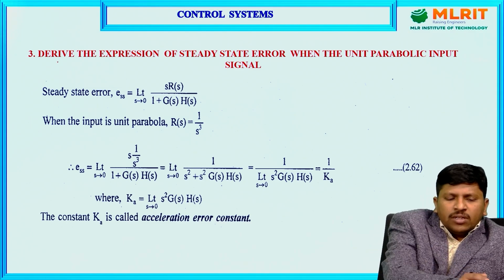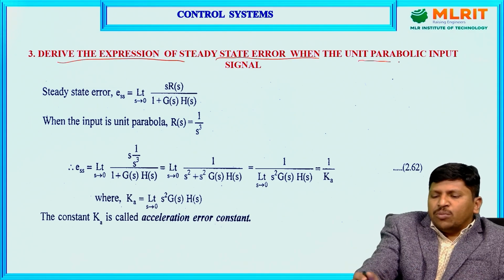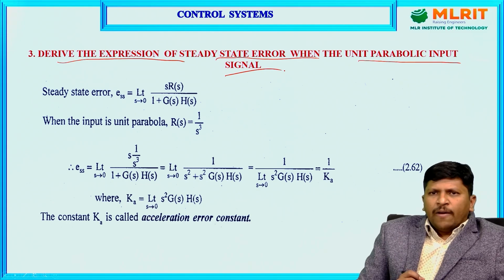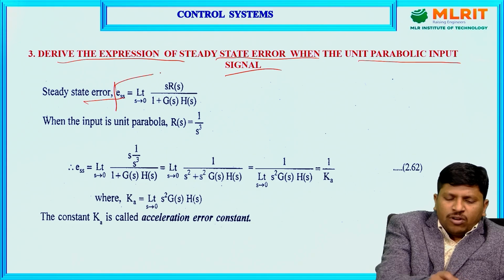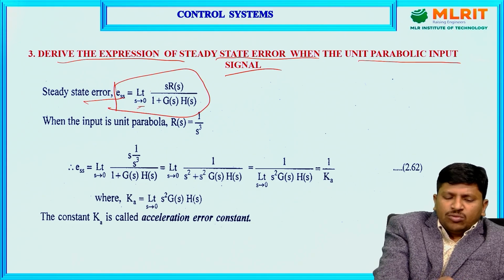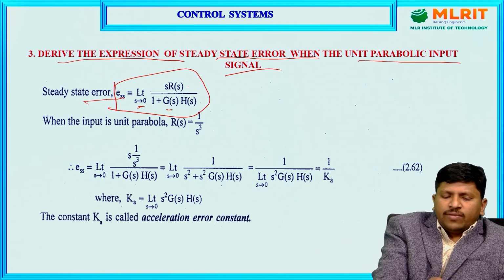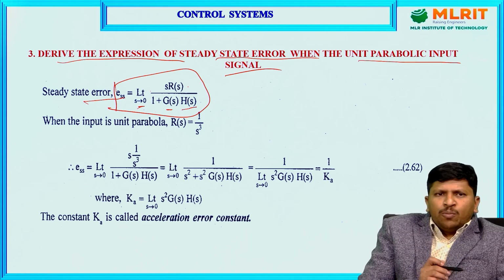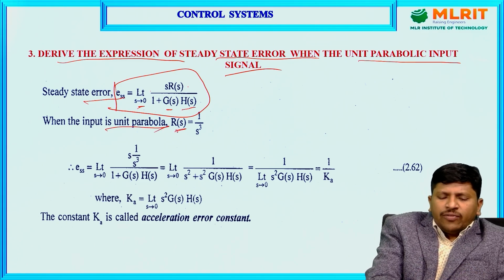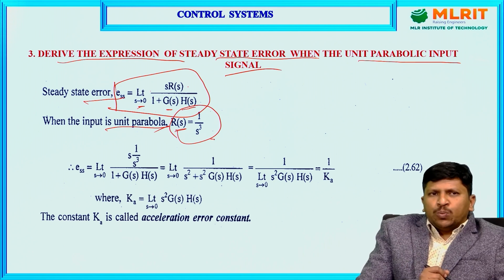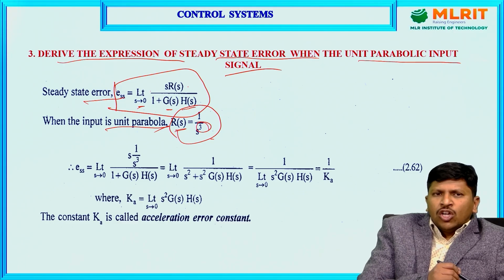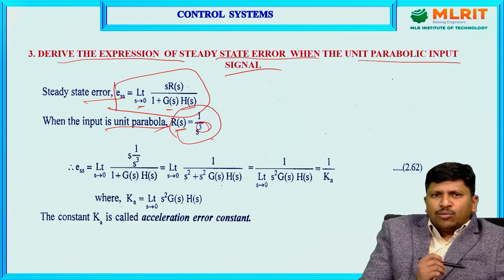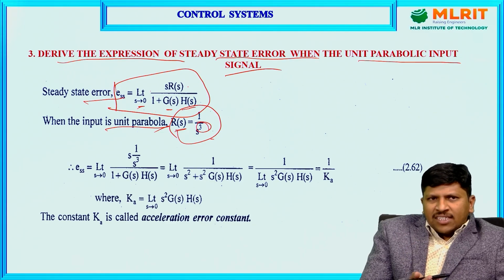Coming to the third one: derive the expression of steady state error when the input is a unit parabolic input signal. We know the steady state error again, the same formula: Ess equals the limit as s tends to 0 of s into R(s) divided by 1 plus G(s) into H(s). When the input is unit parabolic, R(s) equals 1 divided by s cube. Here the maximum power is 3, so we need to calculate up to type 3 systems. For type 3 and above systems, the steady state error is 0.